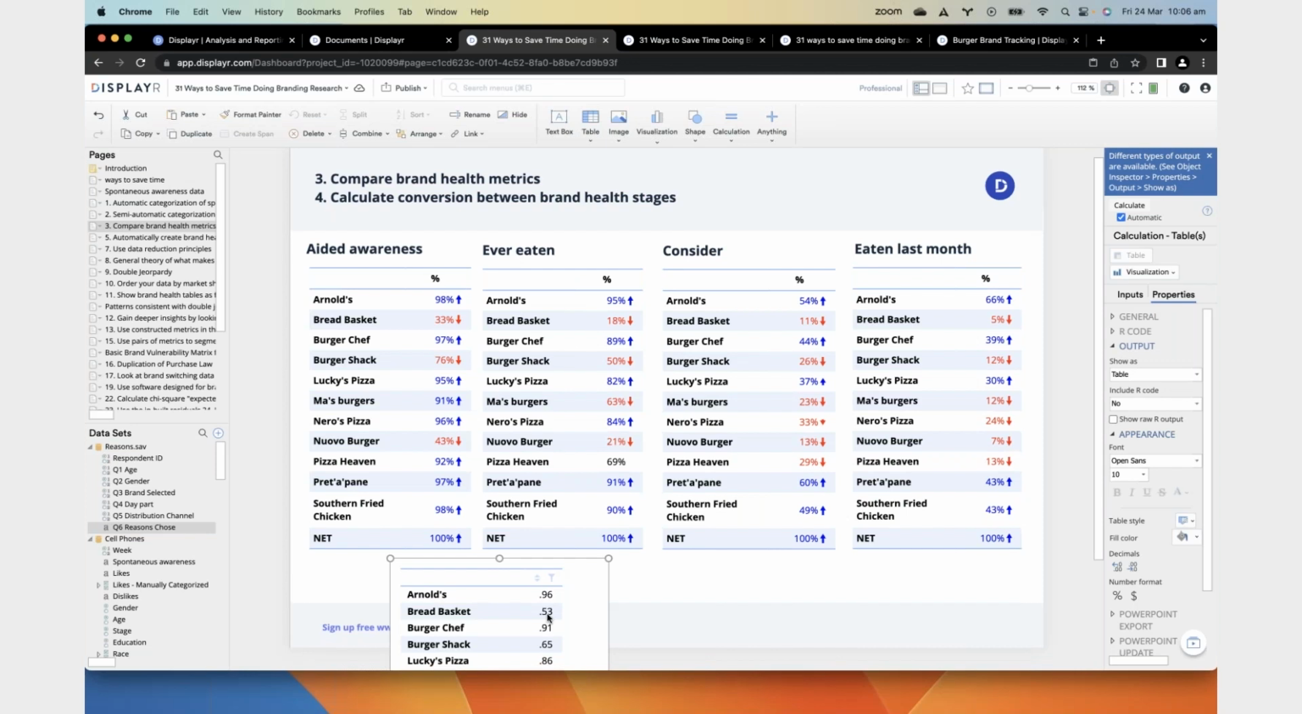So Breadbasket's got some problem. Maybe they've got poor distribution. Maybe there's just something intuitively unappealing about their brand. Who knows?